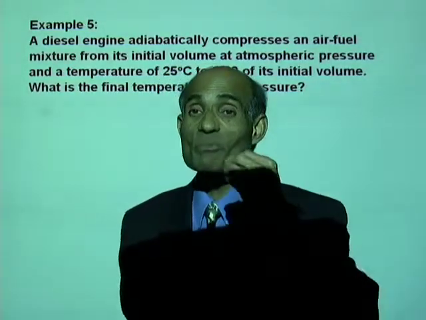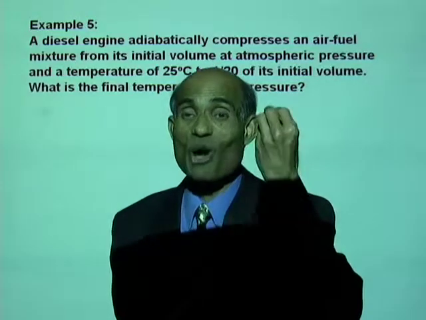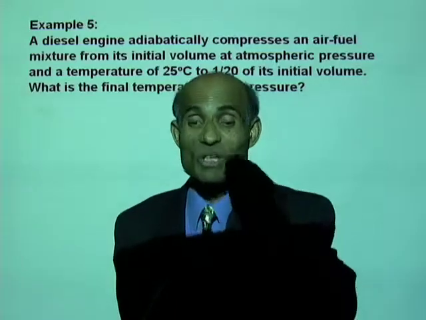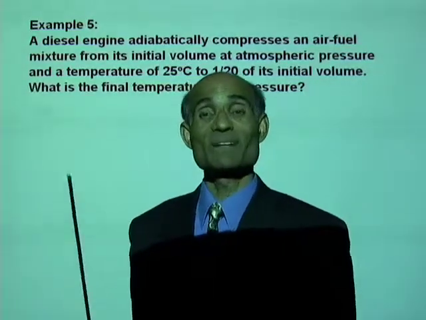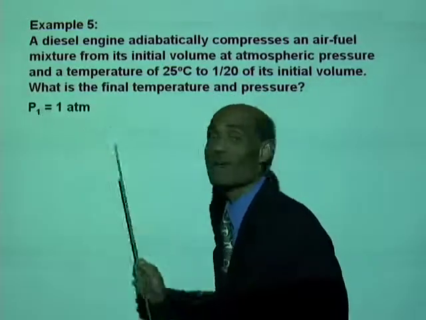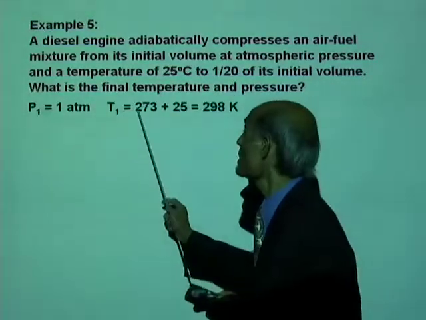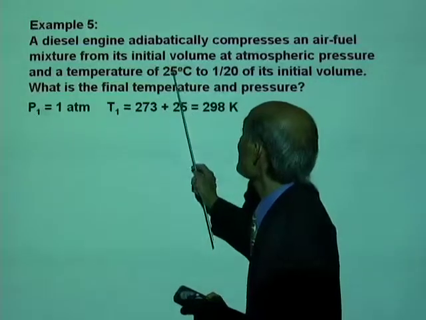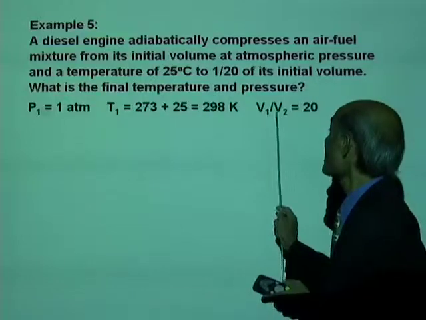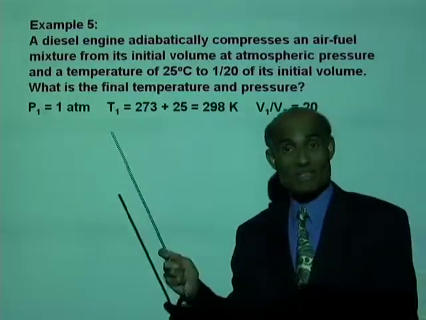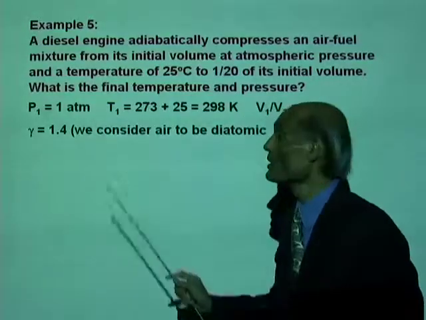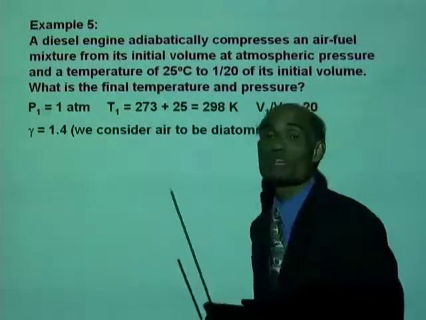It gives you a very important quantity to solve this problem. It gives you V1 over V2. What is V1 over V2 in this case? It is 20. That's right. So P1 is 1 atmosphere. T1 is 273 plus 25, that is 298 Kelvin. V1 over V2 is 20. Okay. Gamma is 1.4. We consider air to be diatomic.